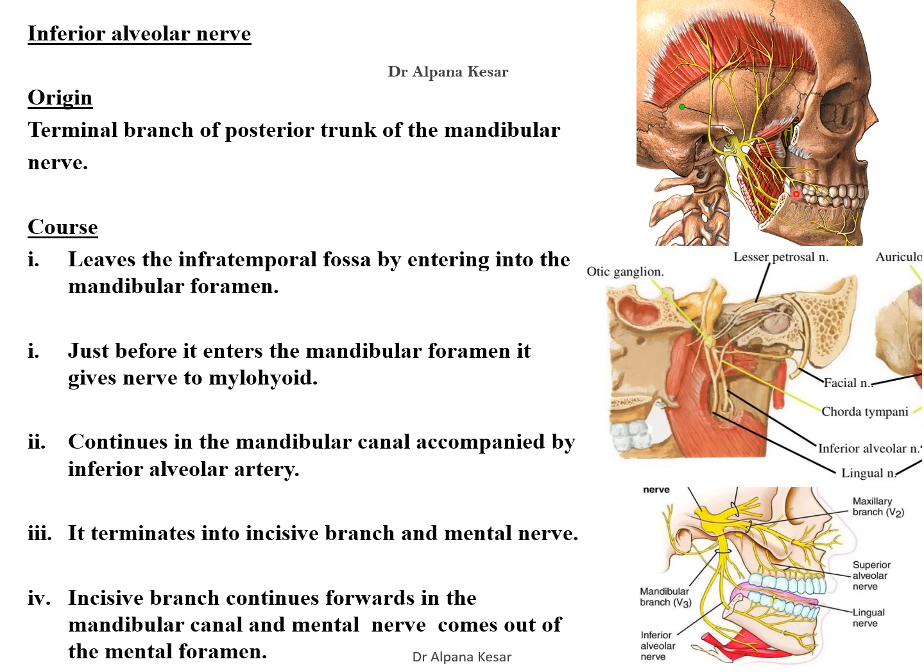It arises in the infratemporal fossa. It leaves the infratemporal fossa by passing through mandibular foramen. Just before it enters the mandibular foramen, it gives a branch called nerve to mylohyoid. Nerve to mylohyoid supplies mylohyoid muscle and the anterior belly of digastric.